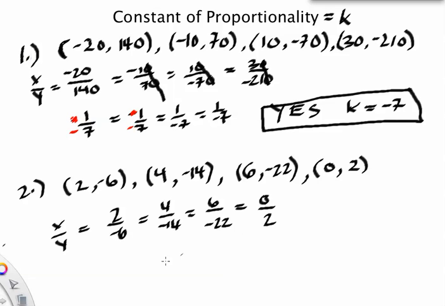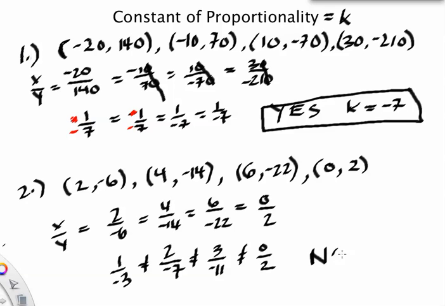Well, let's reduce these fractions and let's see if they come out to be the same. This is going to be 1 over negative 3. This one's going to be 2 over negative 7. I'm just going to go ahead, because I can already see right here that they're not going to be equivalent. If you want to continue on and reduce the rest of them, this one's going to be 3 over negative 11. And 0 over 2 you can't reduce. It's just 0 over 2. These guys are not equal to each other. So I'm going to put that not equal to sign through all those equal signs right there and say no.